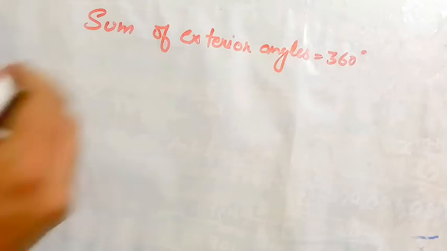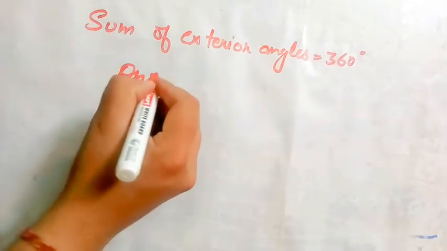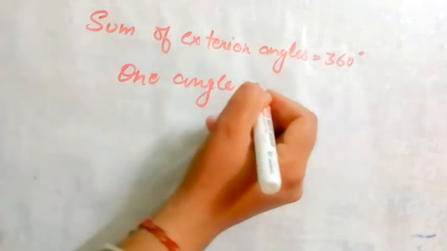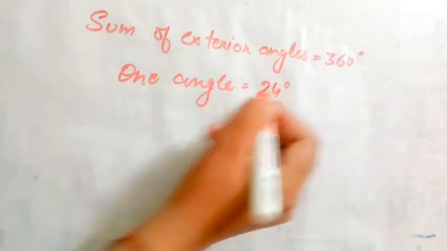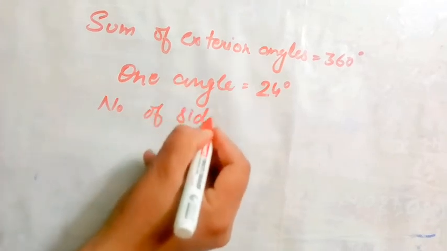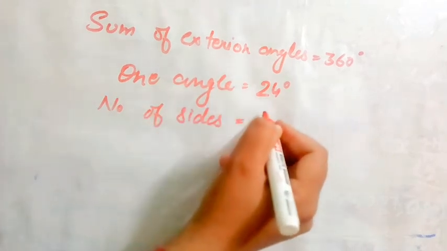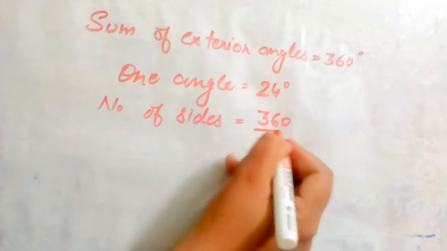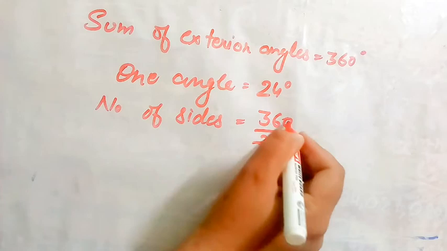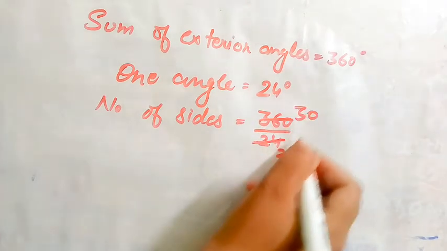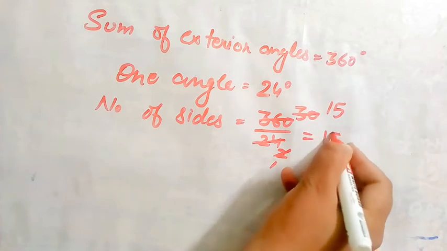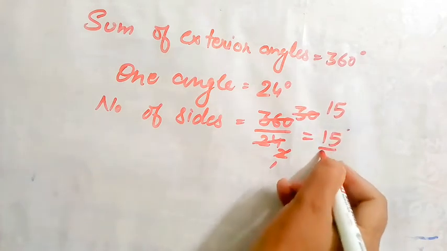Next is how many sides does a regular polygon have if the measure of an exterior angle is 24 degree. So the sum of exterior angles is 360 degree and one angle is given 24 degree. It is a regular polygon, so number of sides will be 360 upon 24. Here I am dividing by 12. 12 2s are 24 and 12 3s are 36. So 30, 2 15s are 30 and number of sides will be 15.